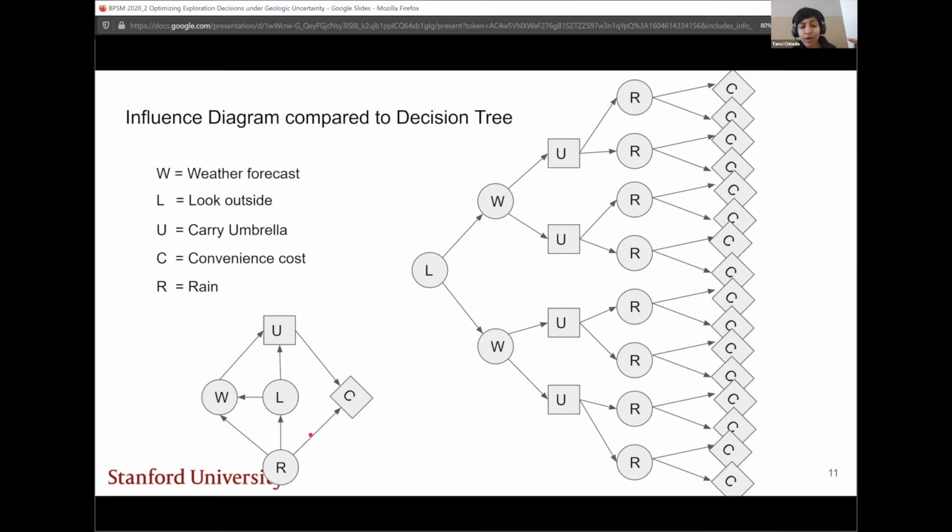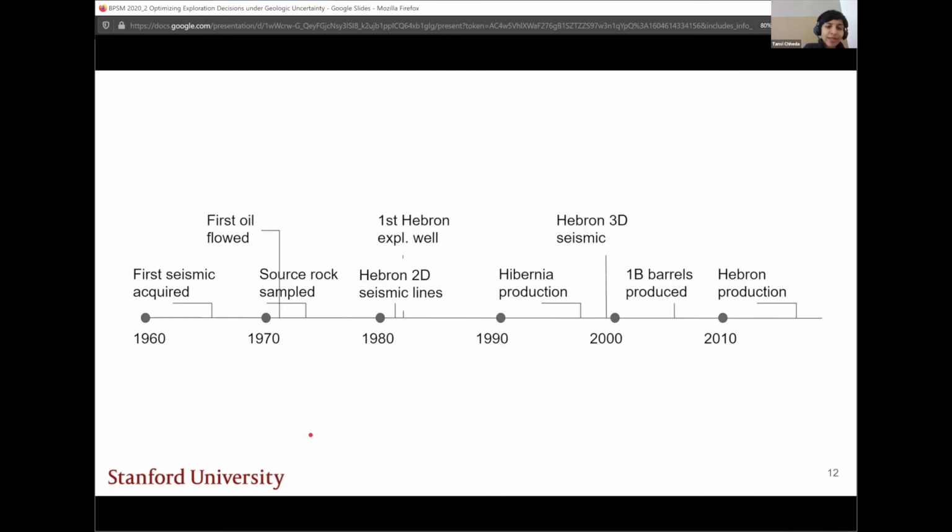Now that we understand what influence diagrams are, let's go ahead and apply it to our basin. In the case of the Jeanne d'Arc Basin, Mobil first acquired seismic data in the basin in 1966. The first exploration well was drilled in 1971 and it flowed oil, and source rock was first sampled in 1973. The Hebron field, which is going to be our focus, was discovered in 1981, but because of the uncertainty in reserve estimates and high capital expenditure costs, it took them 20 long years to drill the first 5 exploration wells, and then production only began in 2017.